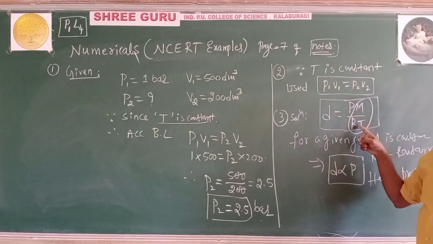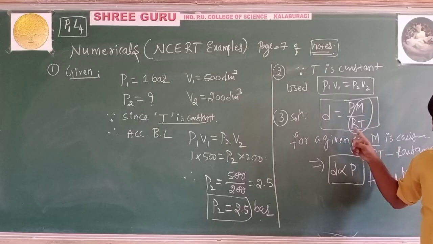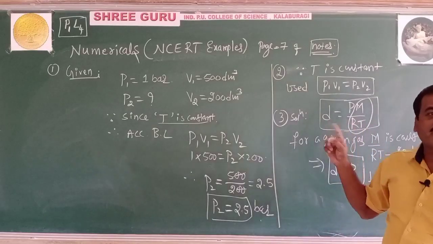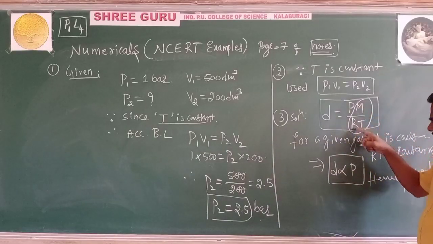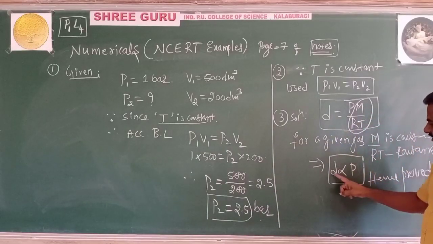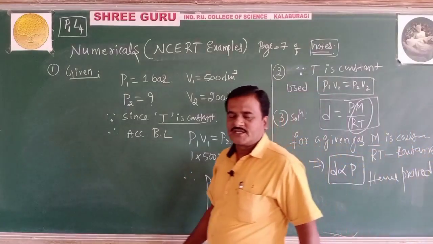But this I have not derived, taken directly, which you have to practice. Using the ideal gas equation PV equals nRT, so d = PM/RT. For a given gas at constant temperature, D is proportional to P. Hence, the third problem is solved here.